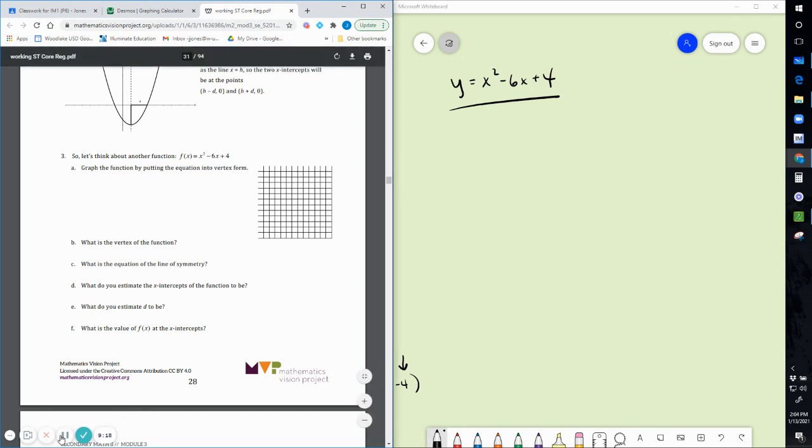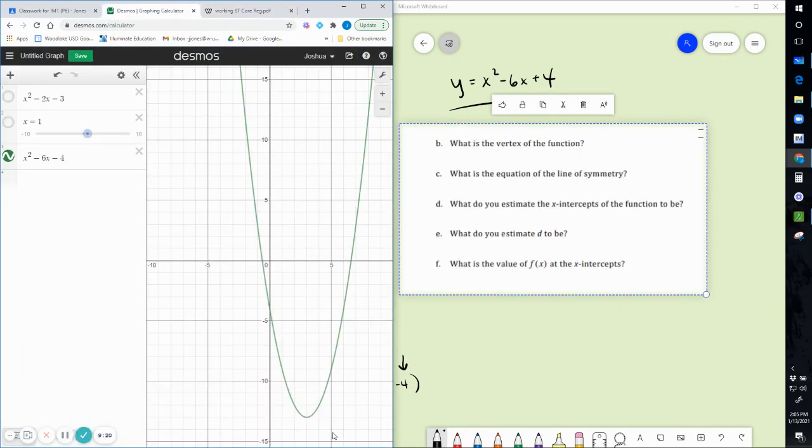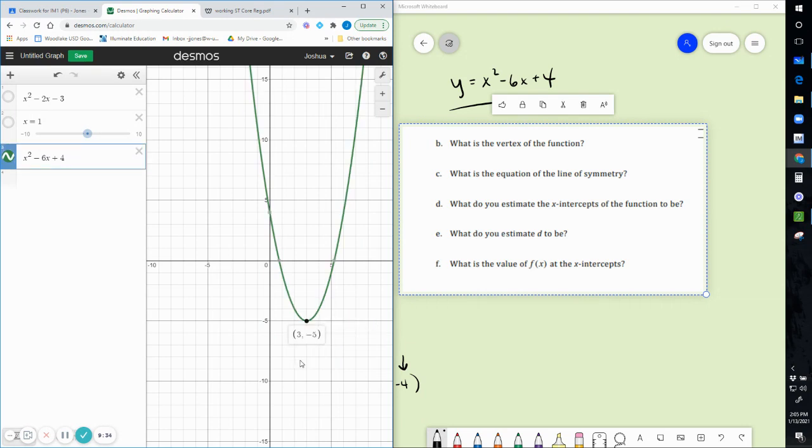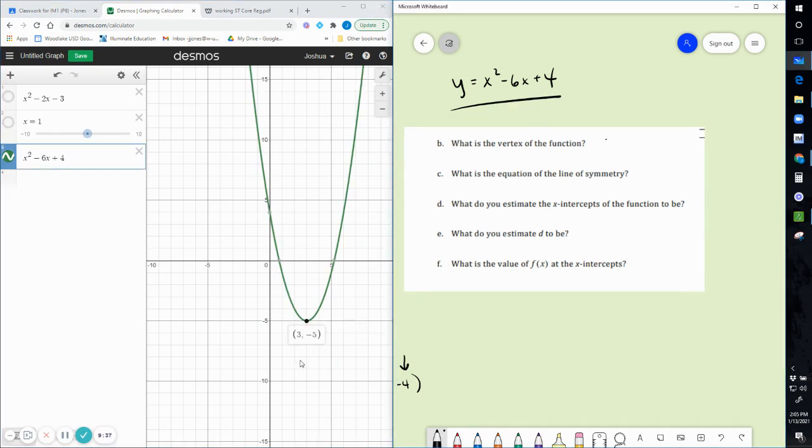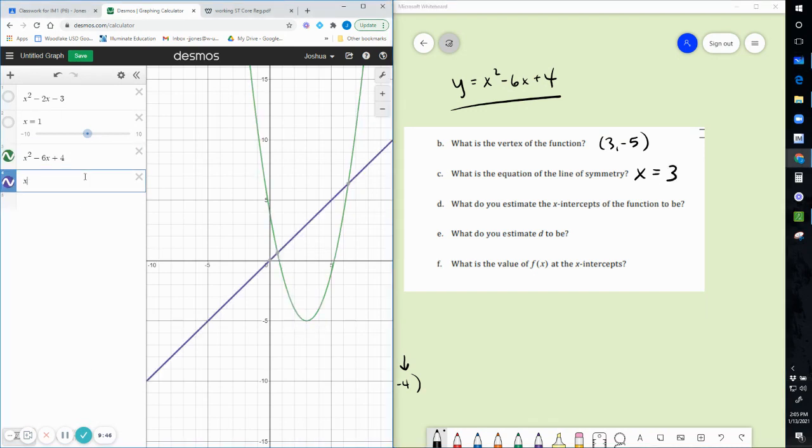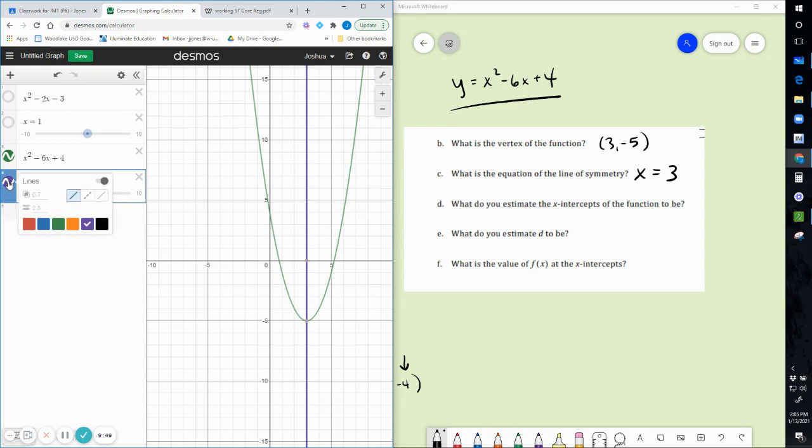All right, so very simply the question is, what is the vertex of the function? And you should have found out, oops, I put -4 by accident. This should have been +4. You should have found out the vertex was (3, -5). Hopefully you got this right. And the equation of the line of symmetry is x equals 3, right? So you might have typed that in, x equals 3. I like mine dotted or dashed. Go ahead and make it dashed.